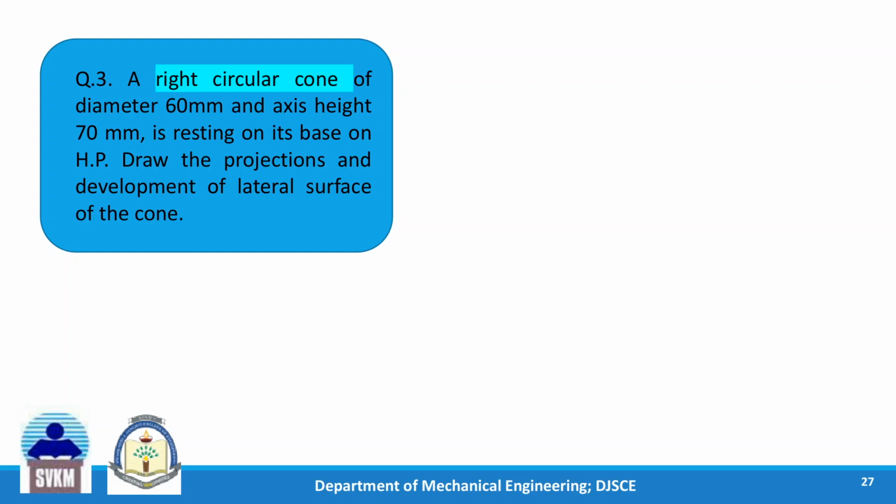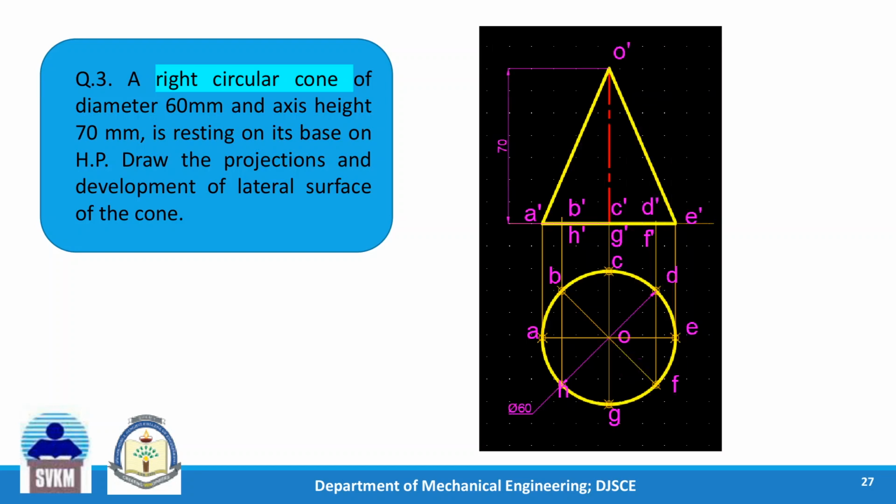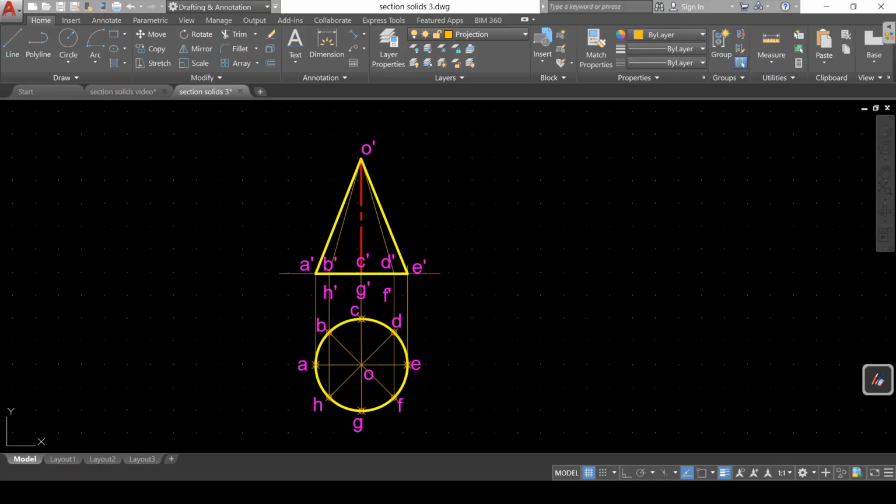Now this is not a pyramid, it's a cone. So it will have all the curved surfaces. The lateral surfaces are curved and there are no edges on the lateral surfaces. The two views of this cone. So these are the two views of the cone.